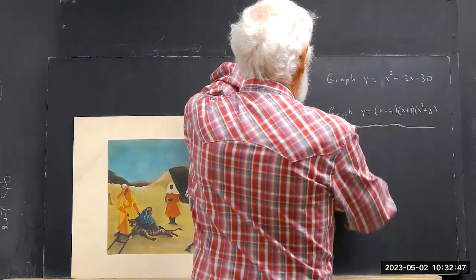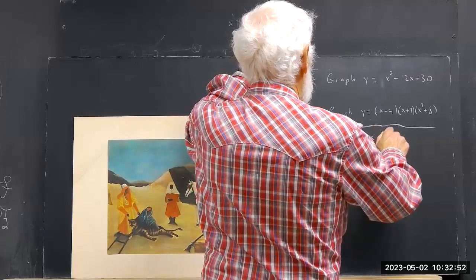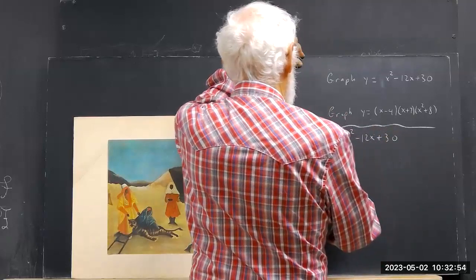Okay, we got this. We've got y equals x squared minus 12x plus, and the quadratic formula.